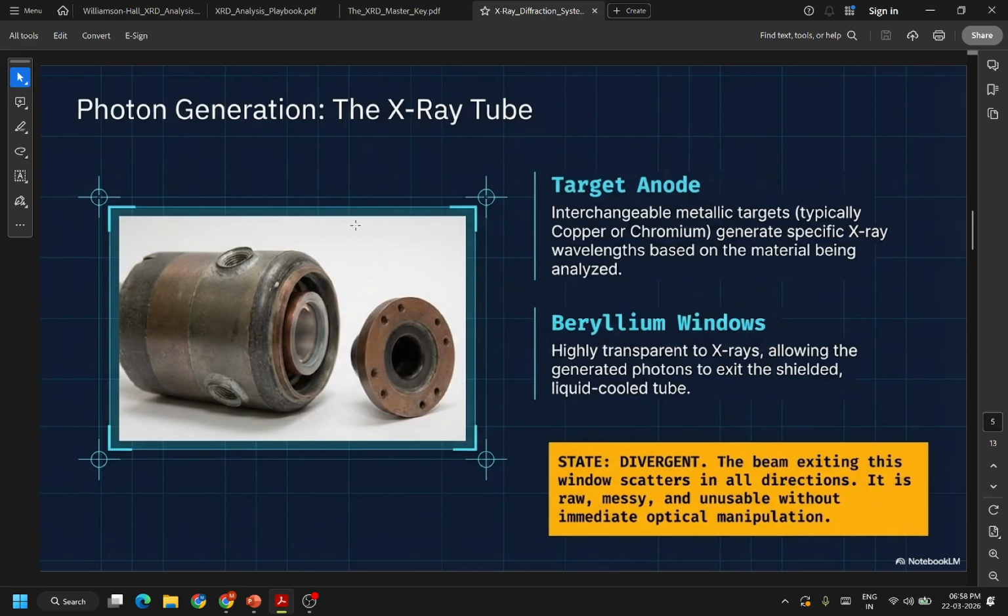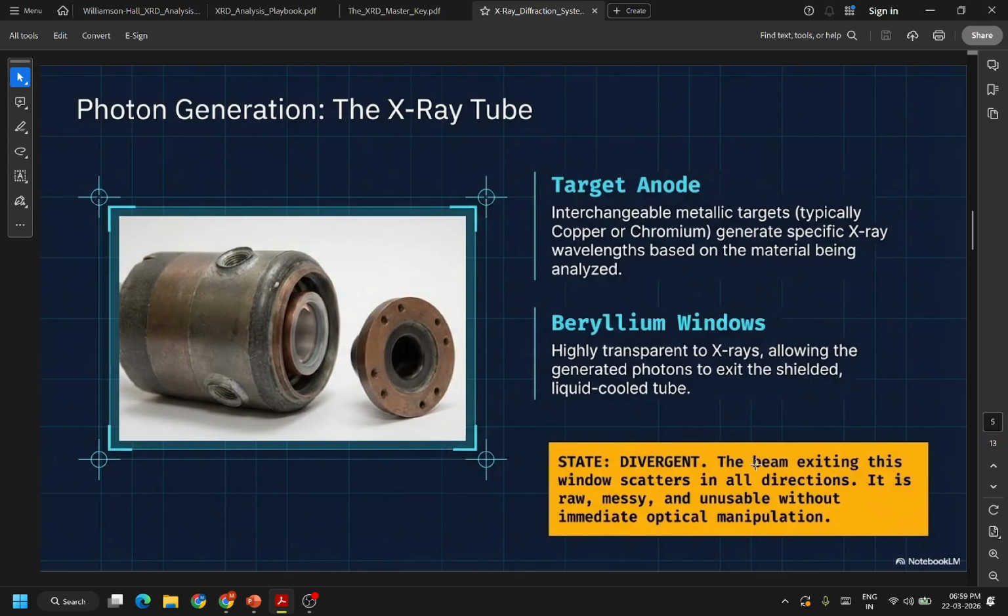Photon generation is done in the X-ray tube, which has your target anode, an interchangeable metallic target, typically copper or chromium, which generates specific X-ray wavelengths depending on the material you want to analyze. Then you have beryllium windows. Beryllium is very light, so it has a very small mass absorption coefficient and is highly transparent to X-rays. It allows the generated photons to exit the shielded, liquid cooled tube. The tube is liquid cooled to keep the temperatures low.